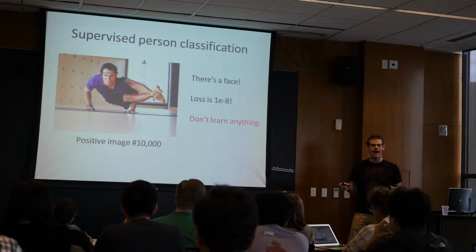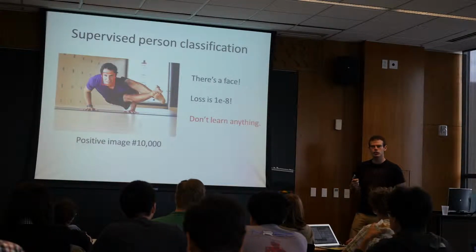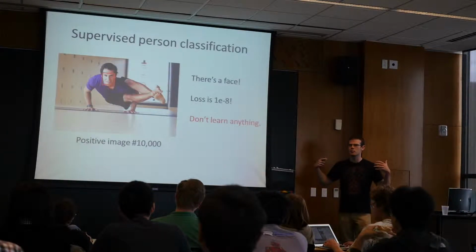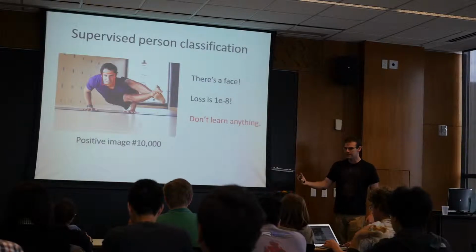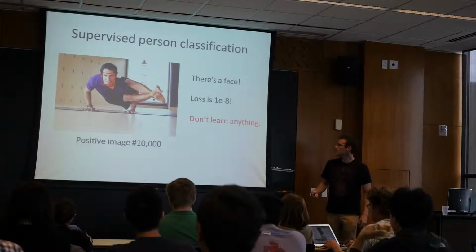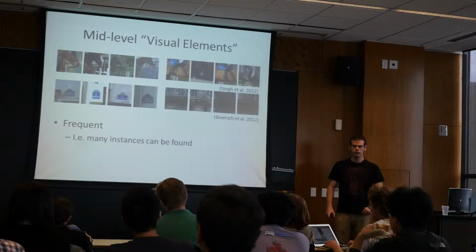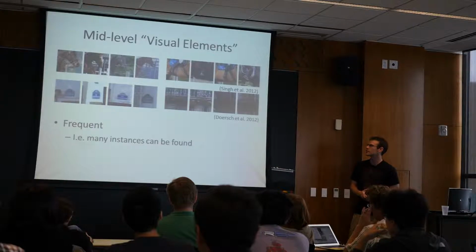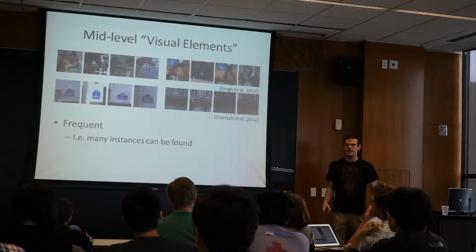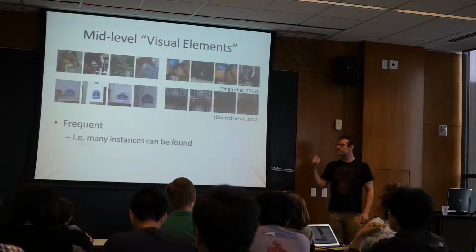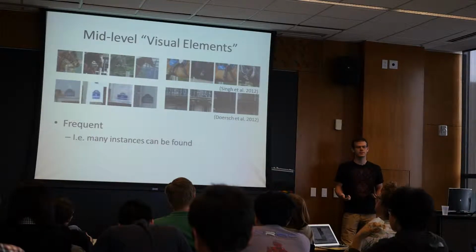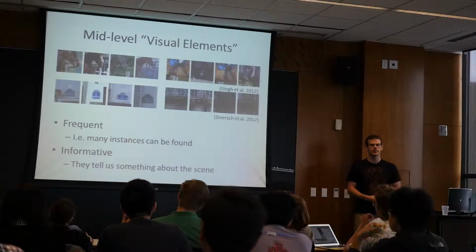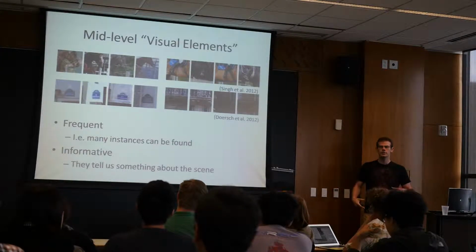So even if we have these labels, it might be a good idea to treat this as a visual data mining problem to mine out those small things that will help us when the easy stuff is occluded. So in this work, we focus on what we call mid-level visual elements, or mid-level discriminative patches. So there are sets of patches like this, depicting something which is frequent, i.e. we can find many instances across our data set, and they're informative in that they tell us something about the scene. And we're going to measure this second part using our weak label.